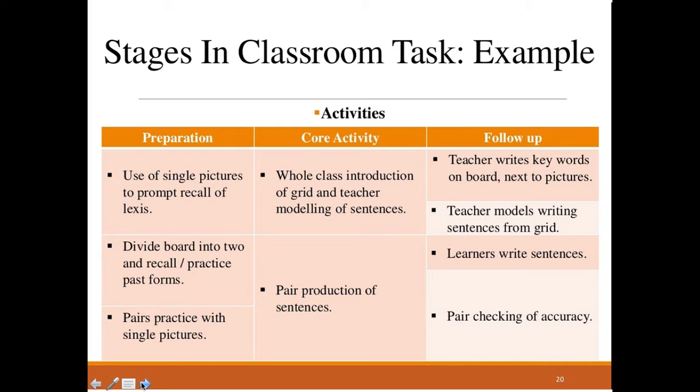And in another preparation, we divide the board into two and recall or practice past forms. Pairs practice with single pictures. And then we go to core activities, pair production of sentences. And in follow-up, learners write sentences, pair checking of accuracy.